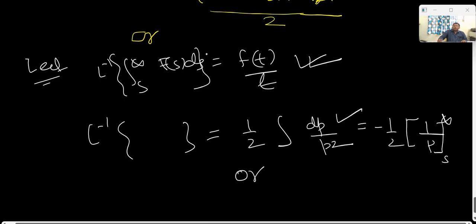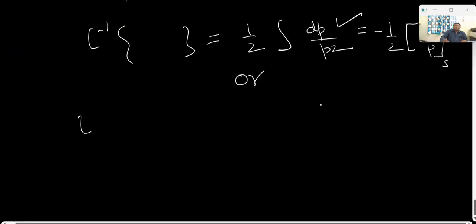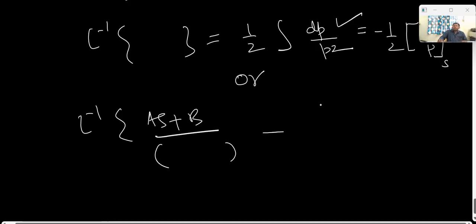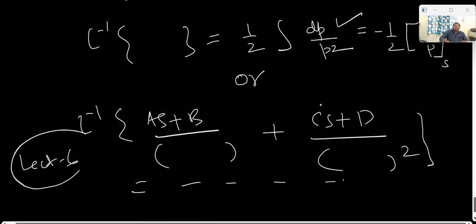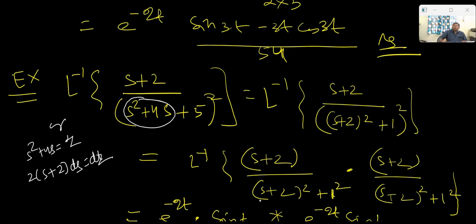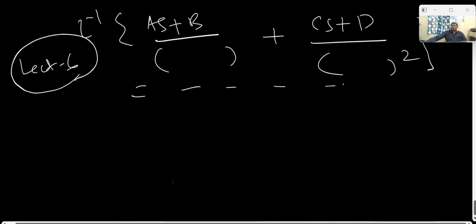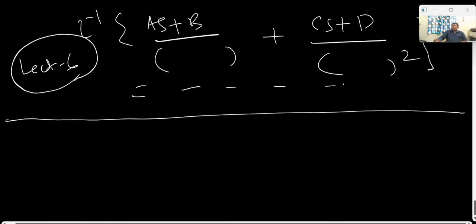So alternatively we also know integration by parts, right? It will be L inverse of (as plus b) by (s square plus 4s plus 5) plus (cs plus d) by this whole square, and we discussed it in our lecture 6, right? So the same problem can be approached by different techniques. However, this technique will give you the easy approach, and sometimes it is asked to solve using convolution, then you have to solve it. So this is all about the application of convolution theorem in finding the inverse transforms.